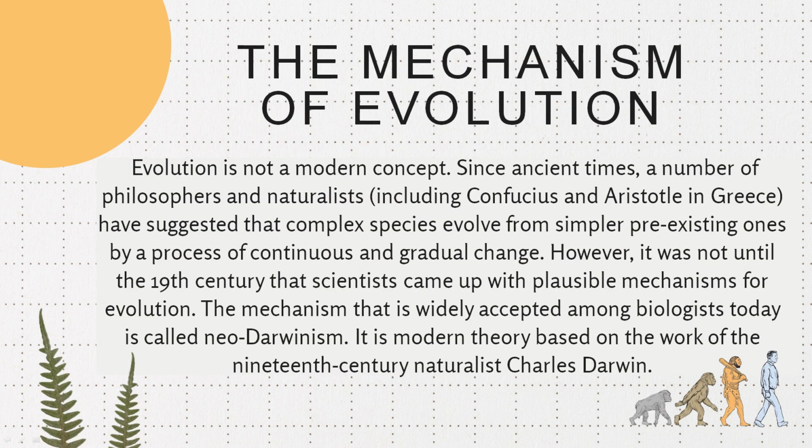The mechanism of evolution. Evolution is not a modern concept. Since ancient times, a number of philosophers and naturalists have suggested that complex species evolve from simpler pre-existing ones by a process of continuous and gradual change. However, it was not until the 19th century that scientists came up with plausible mechanisms for evolution. The mechanism that is widely accepted among biologists today is called Neo-Darwinism. It is a modern theory based on the work of the 19th century naturalist Charles Darwin.